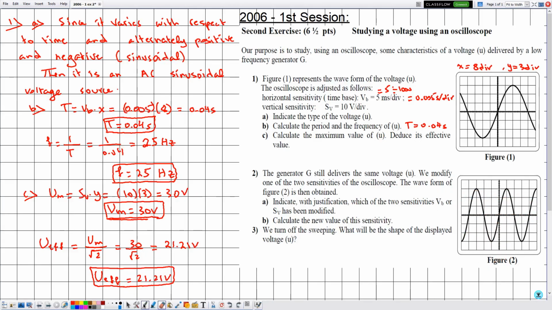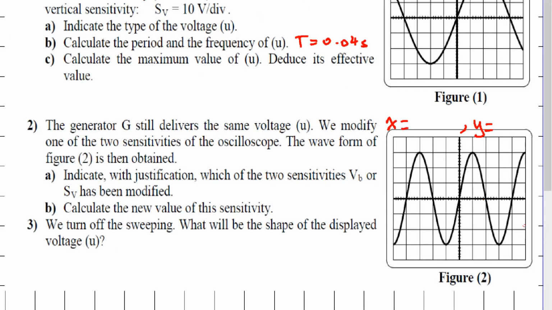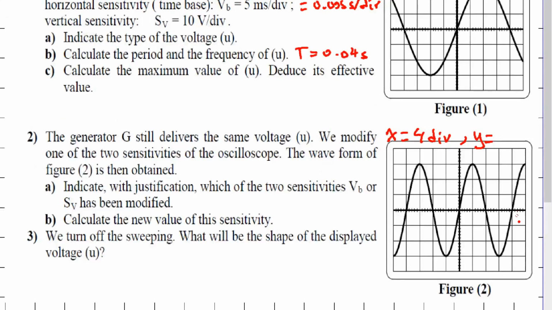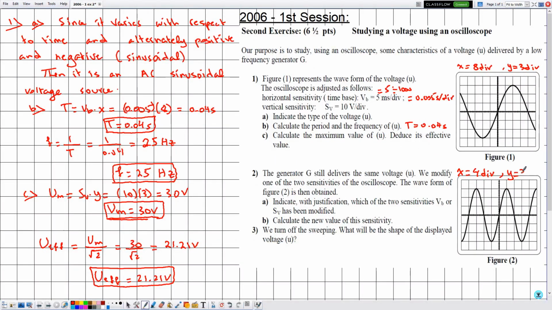And as I said before, the trick in solving such type of exercises is to determine the values of X and Y before we solve. So here X represents the number of divisions between two consecutive peaks. So 1, 2, 3, 4. Then the value of X is given by 4 divisions. And the value of Y is the number of divisions between the center and the maximum point reached by the waveform. So this is given by 1, 2, 3. So Y is given by 3 divisions.